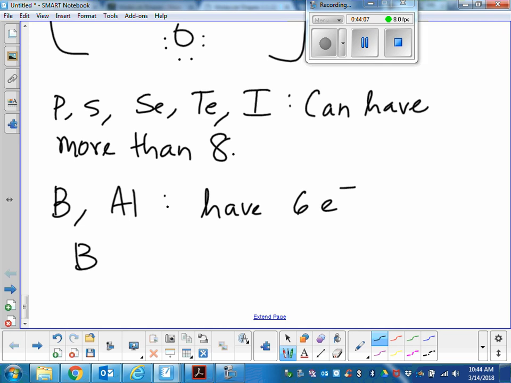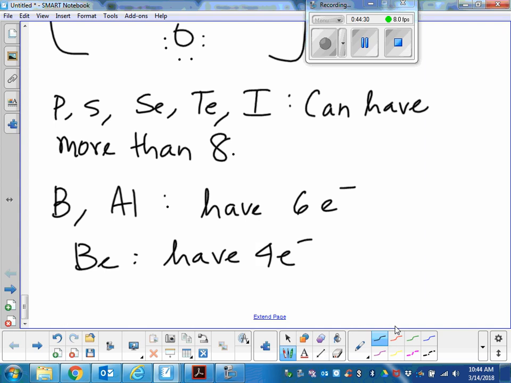Beryllium, even though it's a metal, because it's so high up in the periodic table, sometimes when it combines with elements like fluorine and chlorine, the bond will be covalent and not ionic. So beryllium will have how many around it if it bonds? Only 4. It breaks the rule.